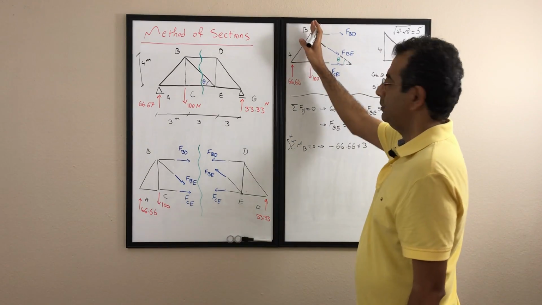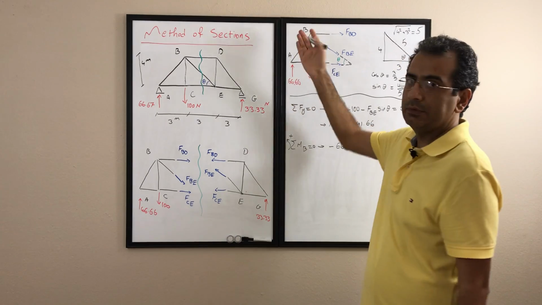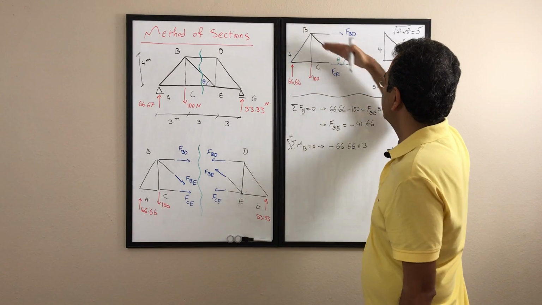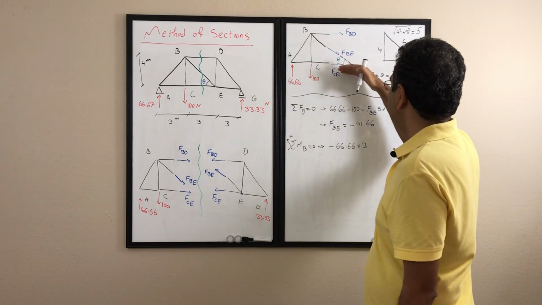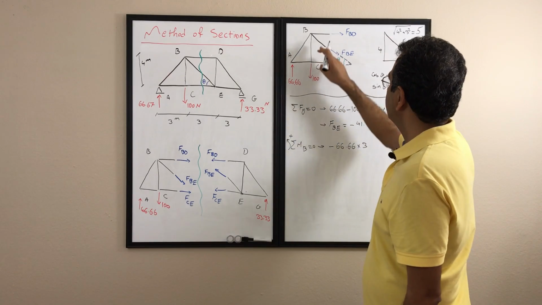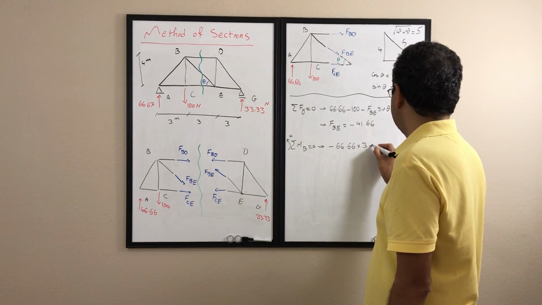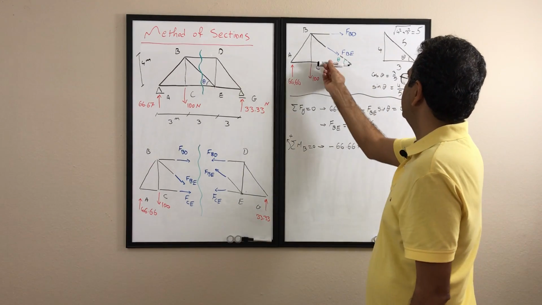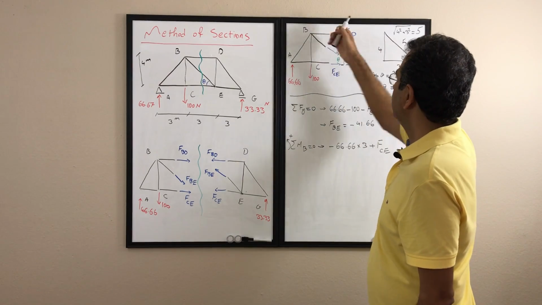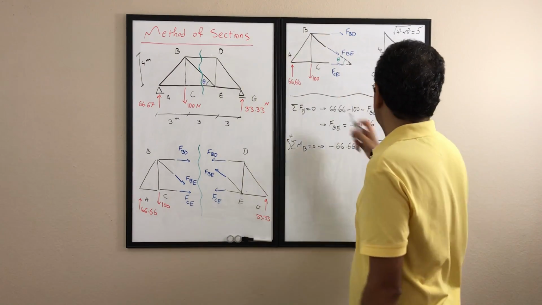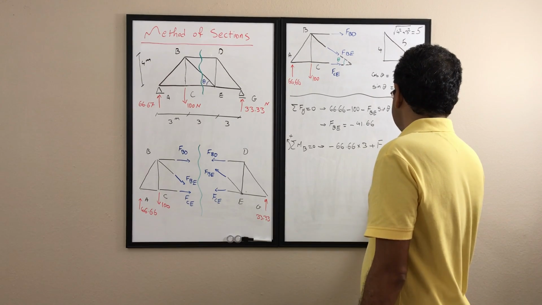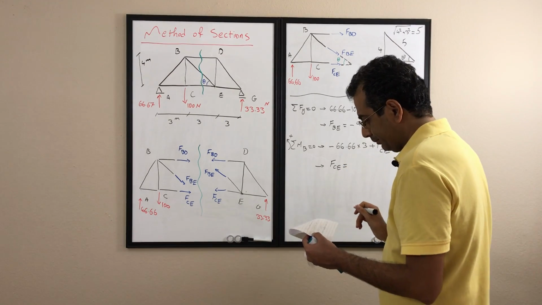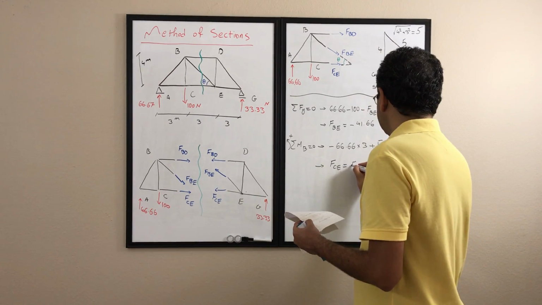The 100 goes through point B, so there's no moment. The FBD goes through point B, doesn't have any moment. The FBE goes through point B, doesn't have any moment. This one has a moment and the FCE has a moment. It rotates about point B counterclockwise, so it's going to be positive, and it's going to be FCE times the normal distance between the FCE and B, which is 4. Therefore, FCE can be calculated as 50 Newton.